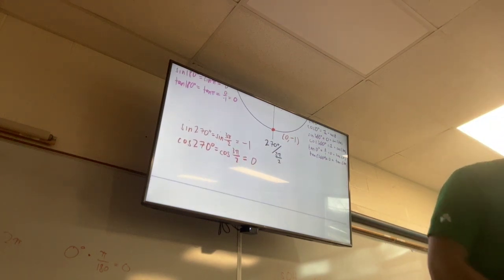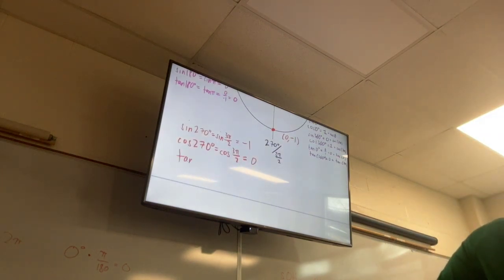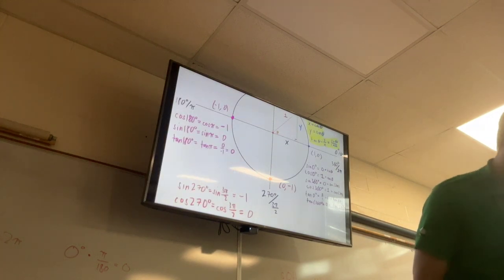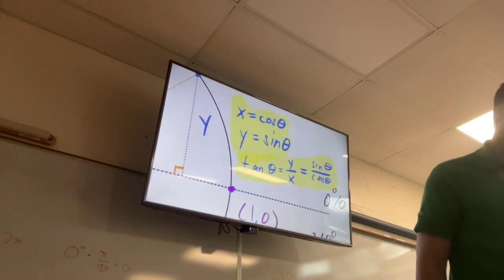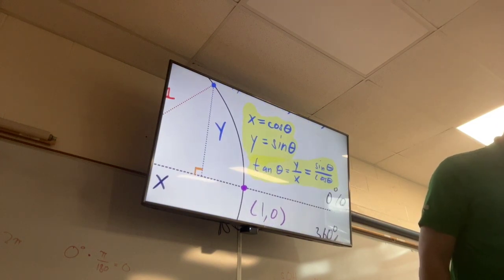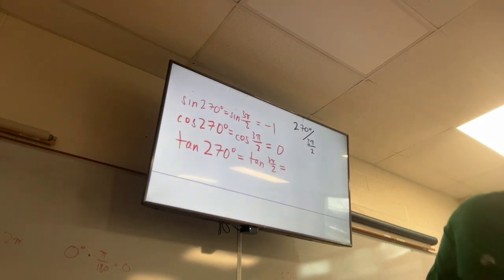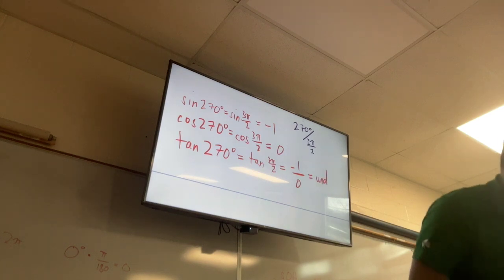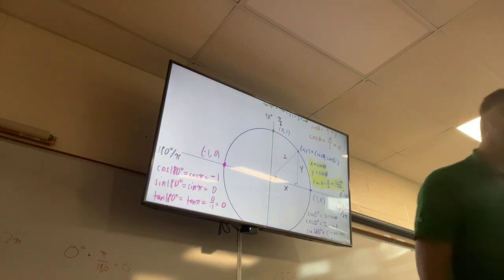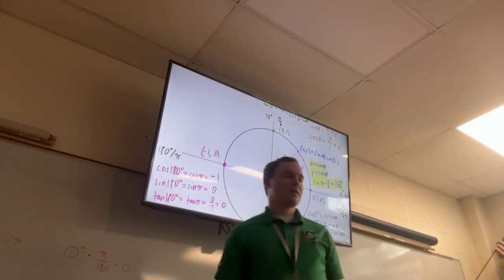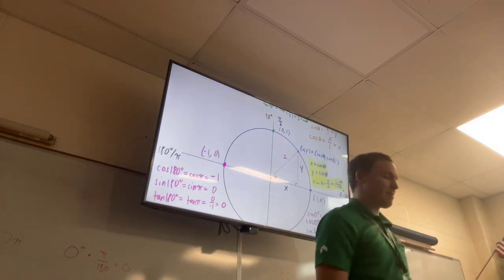And then what's my tangent? So the tangent of 270 degrees, that's the same thing as the tangent of 3 pi over 2. What's that? That's always what? These 3 yellow things I highlighted, that's pretty much all I need to know to answer my questions. So sine over cosine here is going to be -1 over 0. So it's going to be undefined again. Undefined, okay?